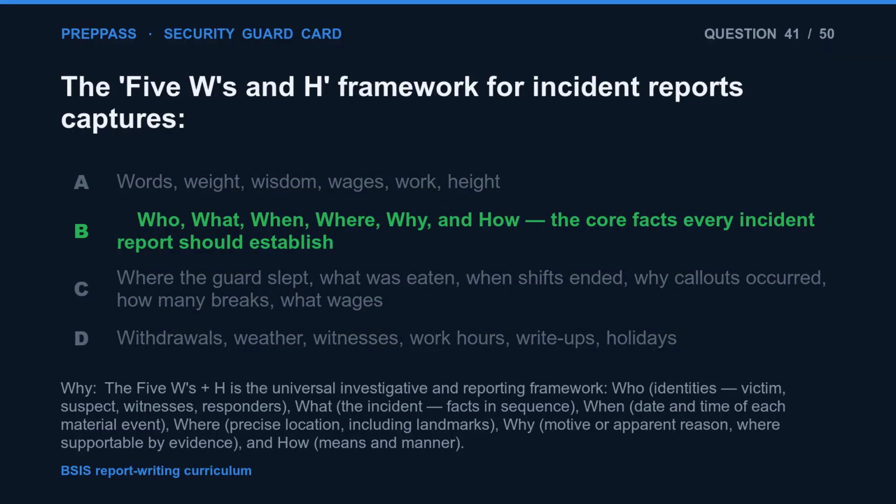The correct answer is B. The 5 W's plus H is the universal investigative and reporting framework. Who: identities, victim, suspect, witnesses, responders. What: the incident, facts in sequence. When: date and time of each material event. Where: precise location, including landmarks. Why: motive or apparent reason, where supportable by evidence. And how: means and manner.